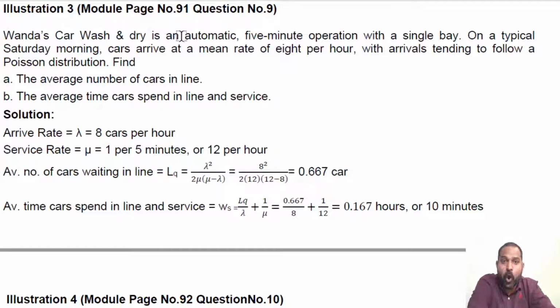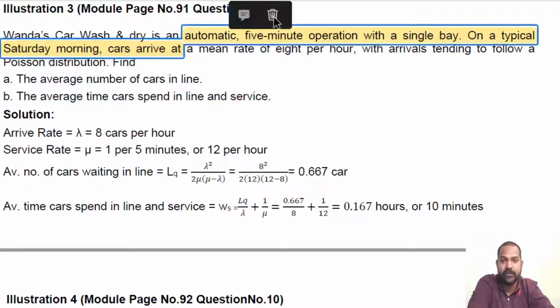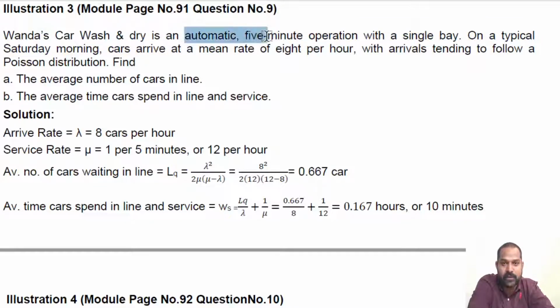It is an automatic 5-minute operation. What do you mean by automatic 5-minute operation? The service is fixed. The service is not random. This can serve one car in 5 minutes. One car in 5 minutes is 12 cars an hour, and 12 cars an hour is never going to change. It's a fixed operation. And that's the problem.